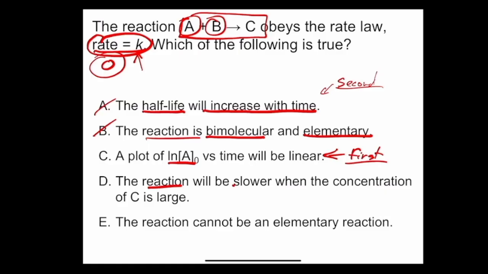The reaction will be slower when the concentration of C is large. What's wrong with that statement? What is C in this process? Starting material, product or intermediate? It's a product. Do products of one-way reactions affect the rate? No, they shouldn't. They're made and that's done. We're done with them. Since C is not a fuel, this should have nothing to do with the reaction. Up until what we've talked about, product should not affect the rate. That one's out too. The reaction cannot be elementary.